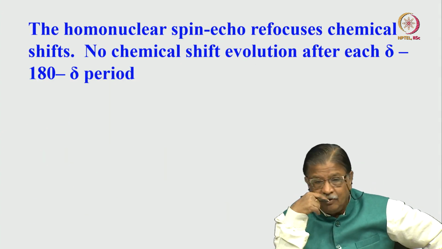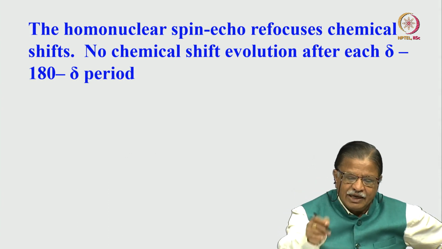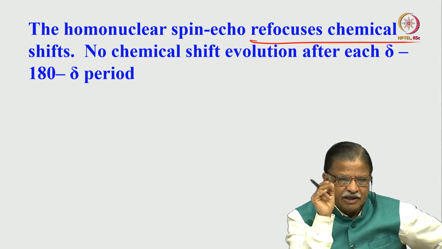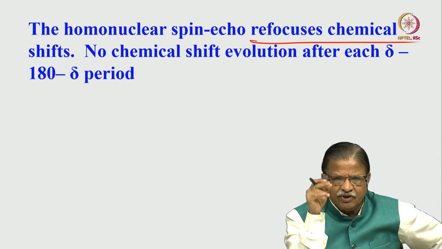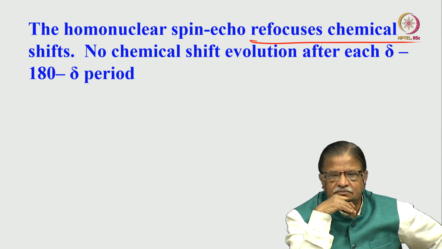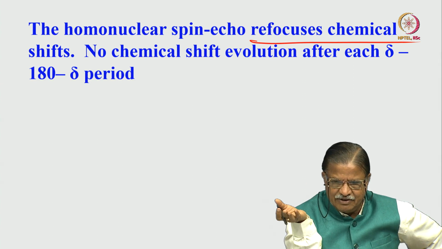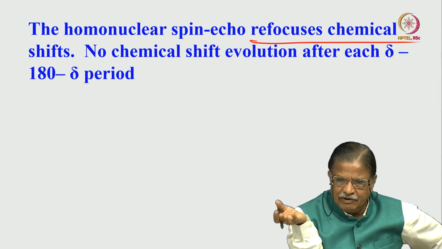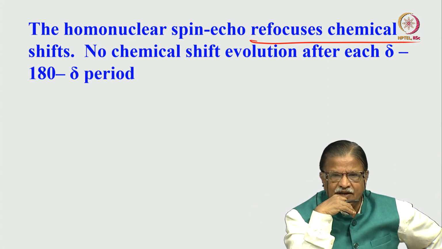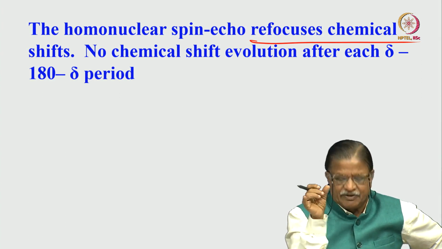Of course, you know what happens when I apply a spin echo; we have discussed this. For a homonuclear spin system, the spin echo refocuses chemical shifts. It does not refocus J couplings. So there is no chemical shift evolution in the mixing time, because after each spin echo sequence there is no chemical shift evolution. There are infinite, or n, number of such echoes. As a consequence, during the entire mixing period there is no evolution of chemical shift.